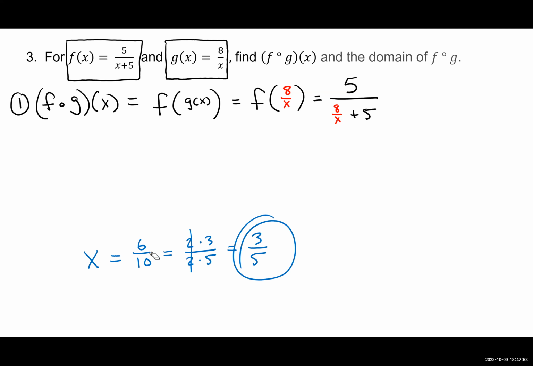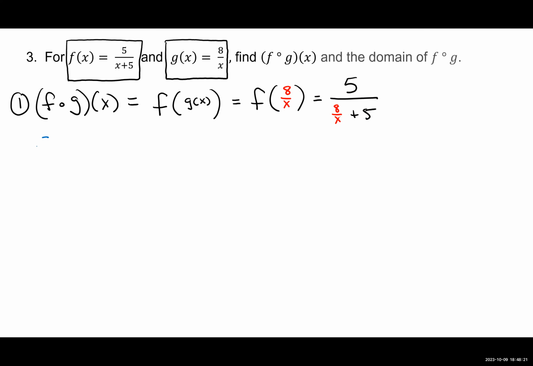Another agreed upon standard is that for your final answer, you can't have fractions inside of fractions. So here we have a big fraction, 5 over, and then we've got a little fraction inside of a bigger fraction. So that's a problem. So we've got to simplify now. Our composition part, our f of g of x, that part's done. Now it's do a little bit of algebra to simplify. So let's see what we could do here. We've got 5 over 8 over x plus 5, right?